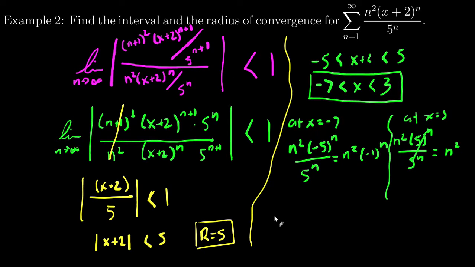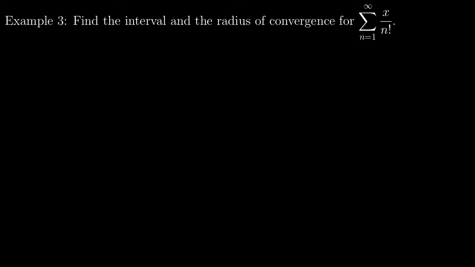These first two examples cover a lot of the cases that you're going to see, but there are a couple special cases. So let's see two more special cases. Find the interval and radius of convergence for the sum as n goes from 1 to infinity of x to the n over n factorial. And we dive right in.